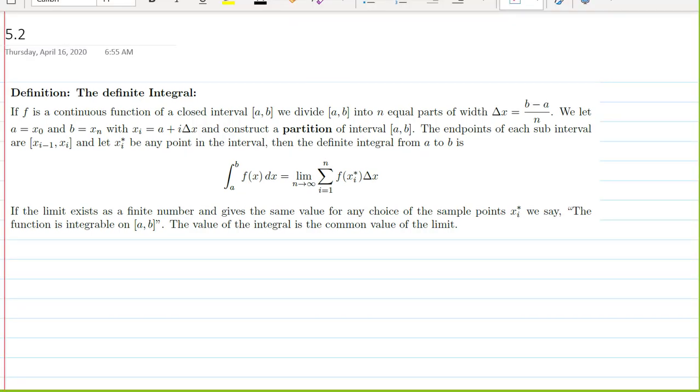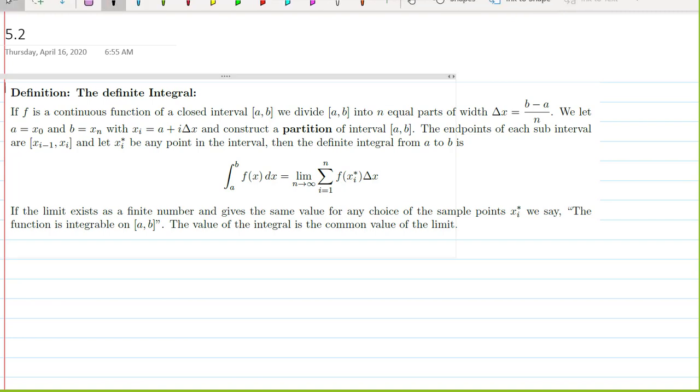So in 5.2, we're going to build on and continue the discussion we started in 5.1. One of the last things we talked about last time was a Riemann sum, which is what we're seeing here. We're going to use the Riemann sum to define the definite integral.